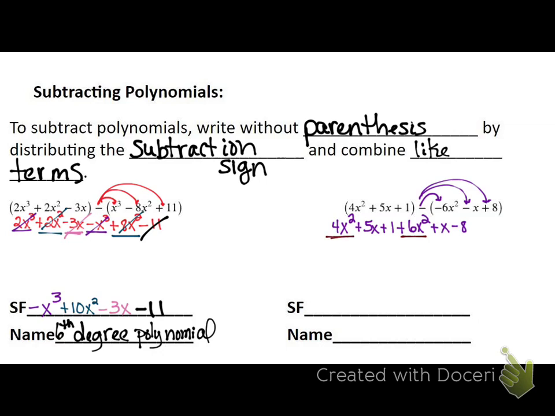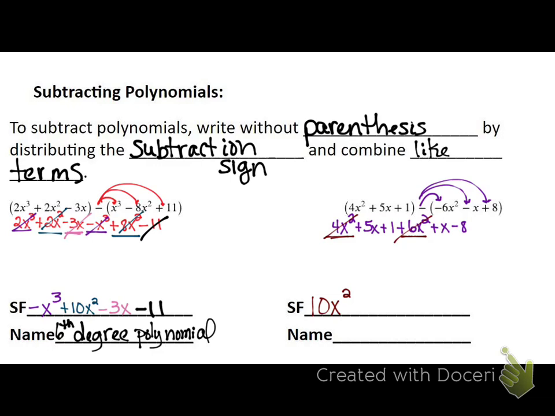So I have 4x squared plus 6x squared. What does that equal? 4 plus 6? Oh, there we go. So we have 10x squared. When you add and subtract like terms, you guys, your exponent does not change. It only changes when you multiply or divide.